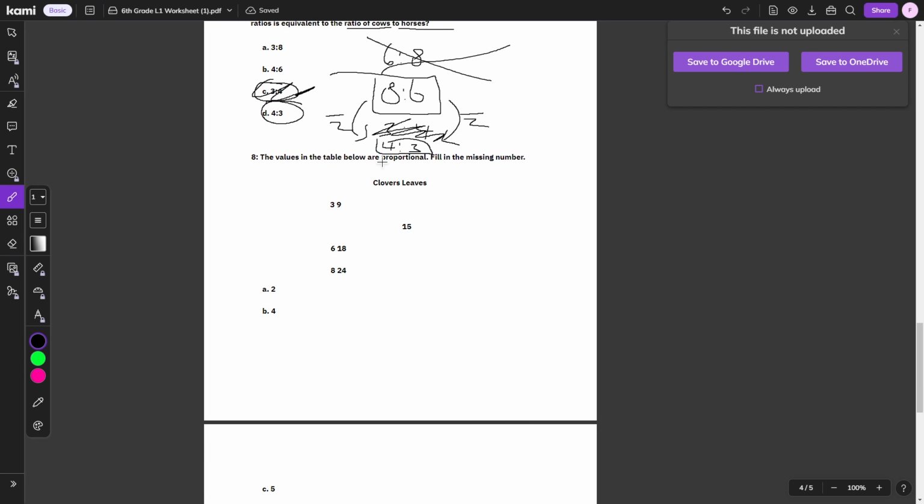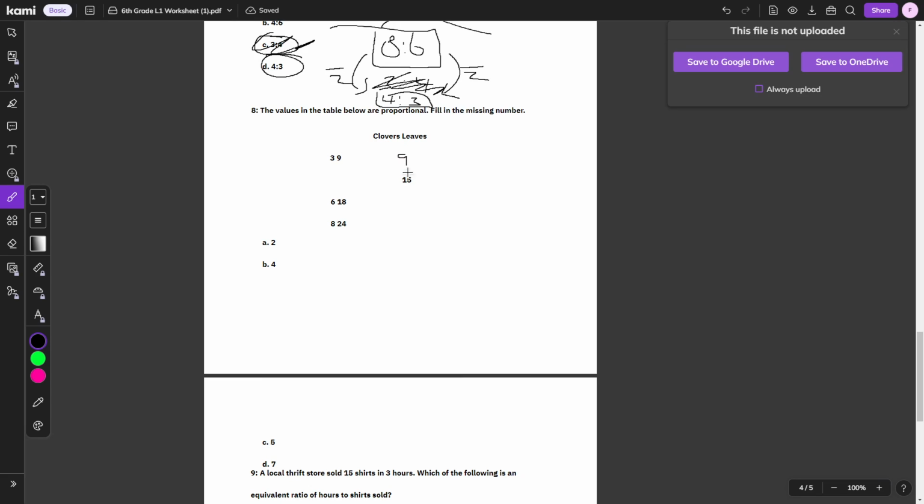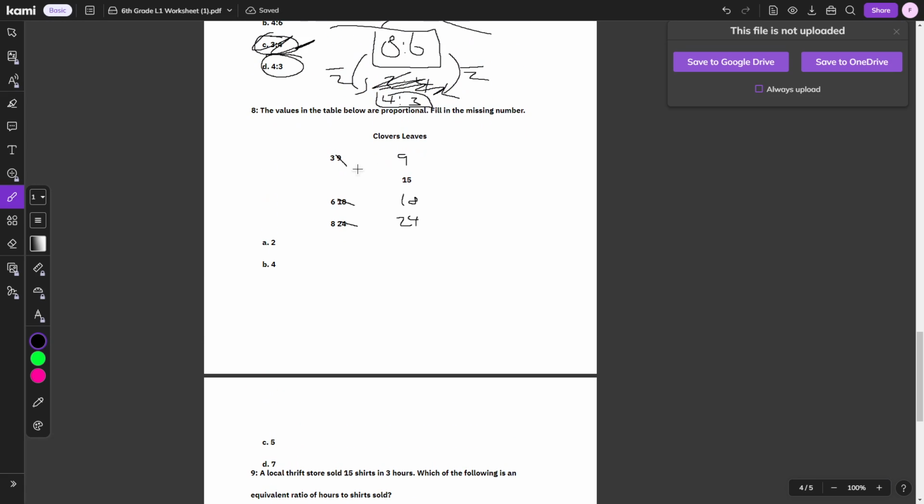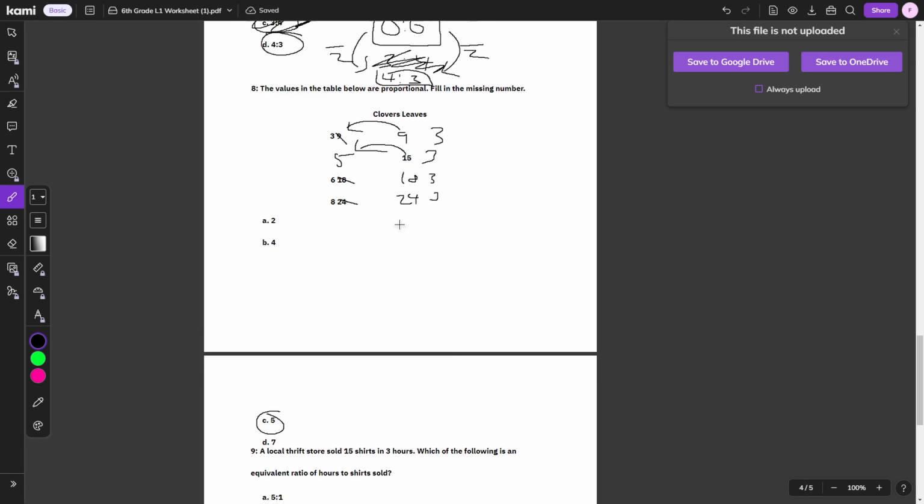The values in the table below are proportional. Fill in the missing number. Again, the table looks a little bit wonky, but it's okay. A, B, C, D. 3, 9, 6, 18, 8, 24. Answer number 8 is C. Why? If I put 5 here, 9 divided by 3 is 3, 15 divided by 5 is 3, etc., etc.